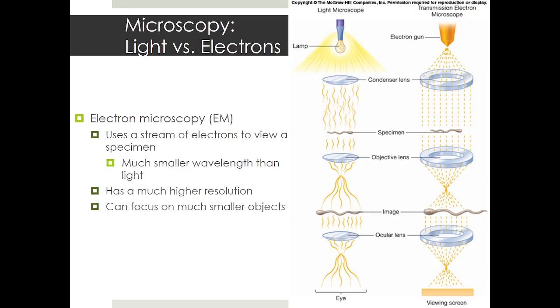The difference mainly is the medium. So instead of using light, we're using an electron gun. And these electrons, very similarly though, will pass through different types of lenses to allow for very extreme magnification of very, very small samples. So the benefits of electron microscopy are a higher resolution and focusing on things that are much smaller than what we would be able to see with light microscopy alone.